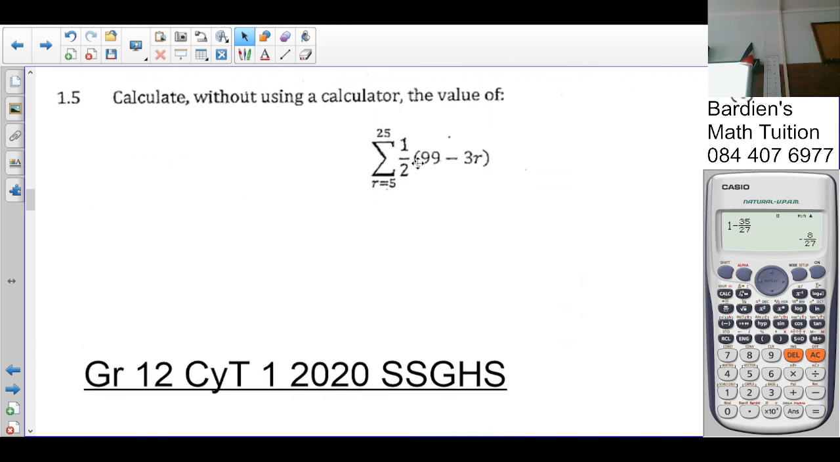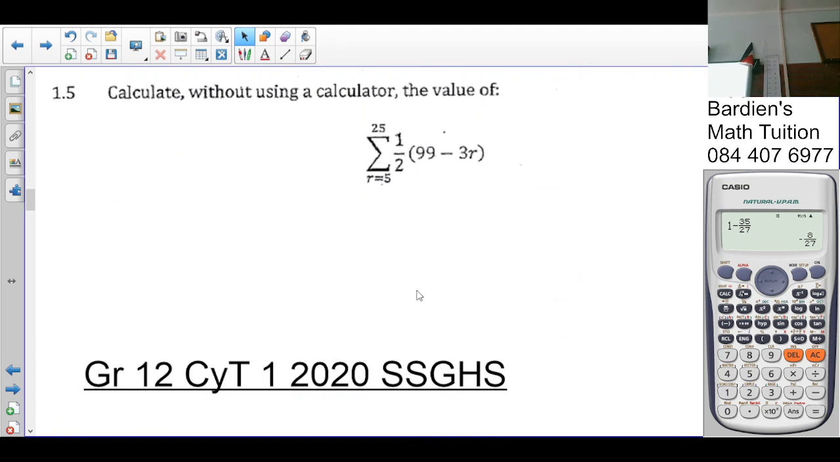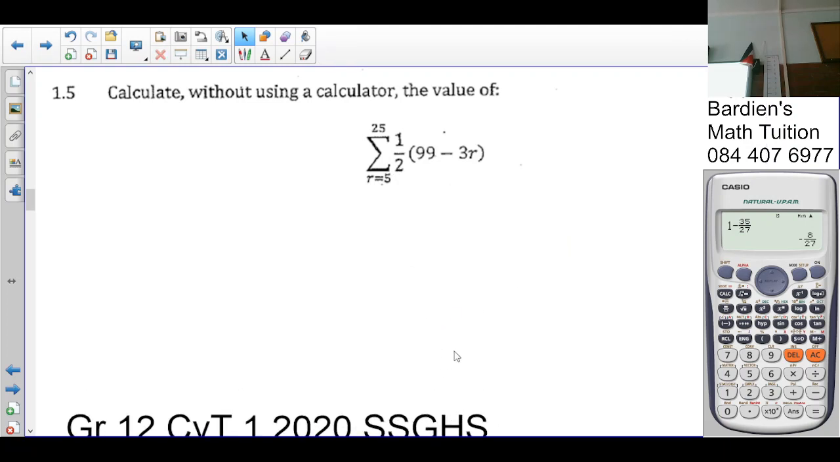Then of course you must get the sigma sum. It says calculate without the use of a calculator the value of. Whenever you're going to be given the sigma sum, where do we start? We start by the constant. We first work out the first 3 terms.